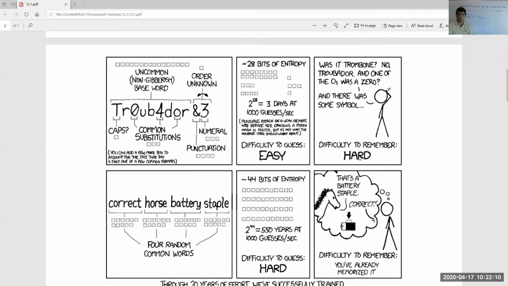However, it's easy to guess, but it's hard to remember. Troubadour, okay, where's the 0? Where's the 4? The ampersand, the 3? Where does all this junk go? But for random words, because of the sheer size of it, and it's a long password, at the same rate, 1,000 guesses per second, it would take 550 years for a computer to guess that, which is very hard. But for you to remember just some silly words, not that hard at all.